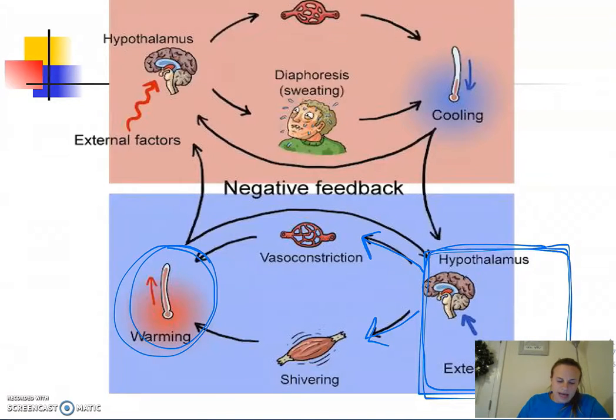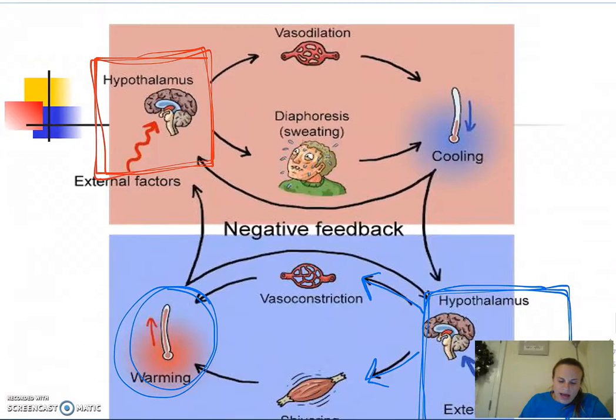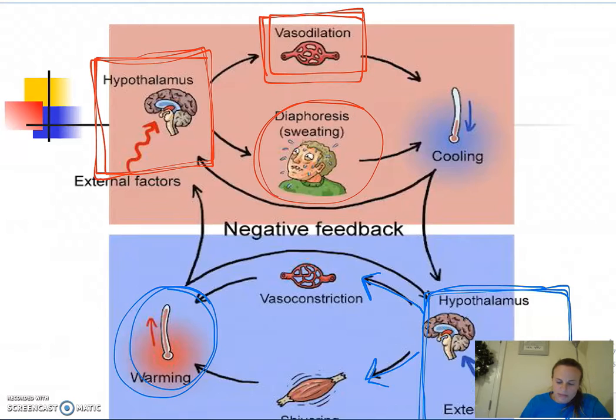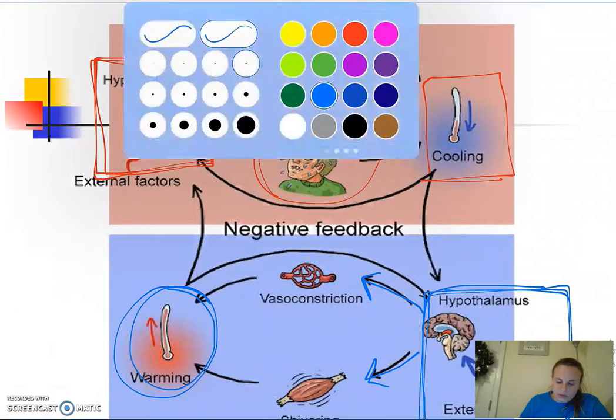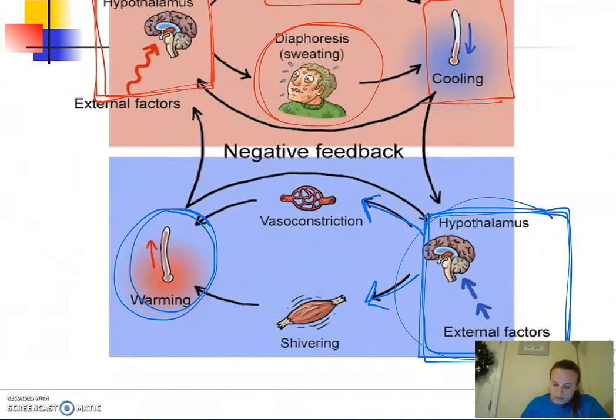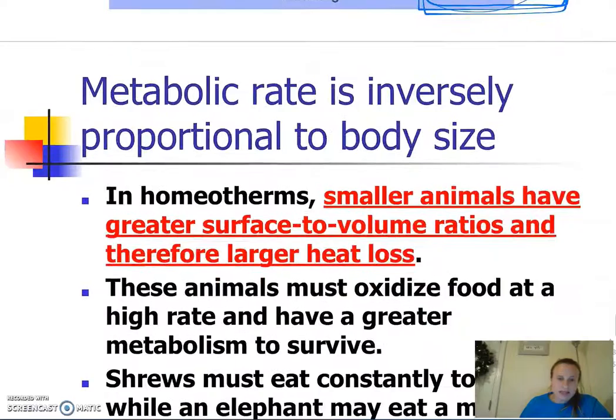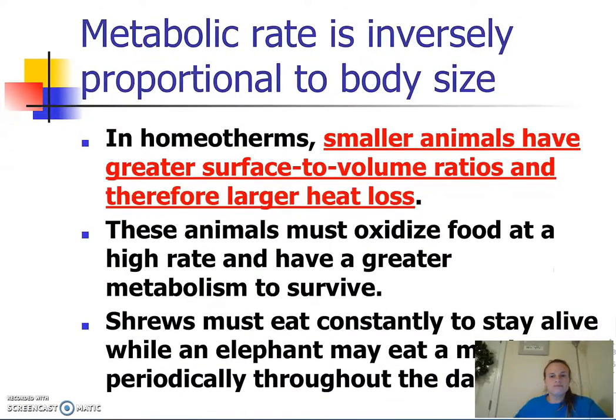But now let's say our body warms up too much. Our hypothalamus will pick up that our body's temperature has increased too much. Our blood vessels will dilate, we'll have vasodilation, we'll start to sweat, and our body will start to cool. Now let's say our body cools too much. Our hypothalamus will recognize that our body has cooled too much, and we'll start this whole loop all over again. That's a negative feedback system.